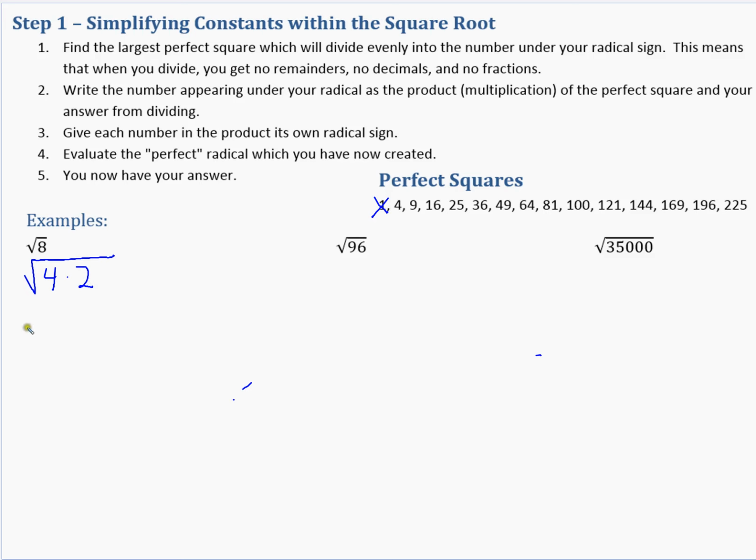Next, we're going to split this up and give each number its own radical. So the square root of 4 times the square root of 2. Evaluate the perfect square. The square root of 4 is simply 2, and we're left with 2 times the square root of 2. This is simplifying it. The square root of 8 in its simplified form is equal to 2 root 2.